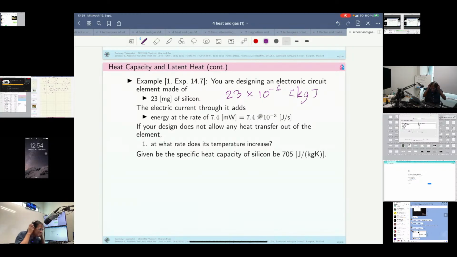Okay. Yeah, the electric current through it has energy rate 7.4 milliwatt, right? And if your design doesn't allow any heat transfer out of the element, what rate does its temperature increase? Okay, when they say the rate, it means any quantity with respect to time. Okay, we have to say with respect to time, so that's called the rates, right? Yeah, let's see what happened.